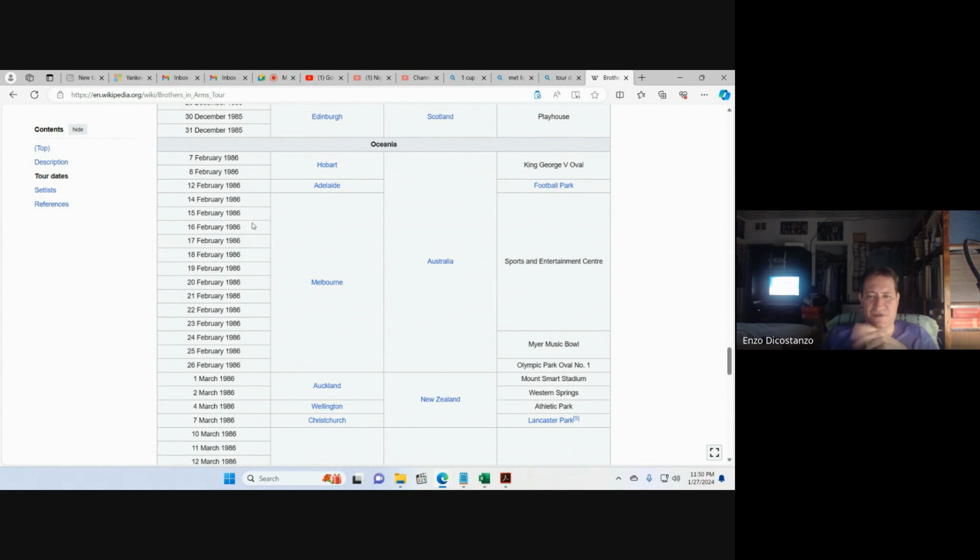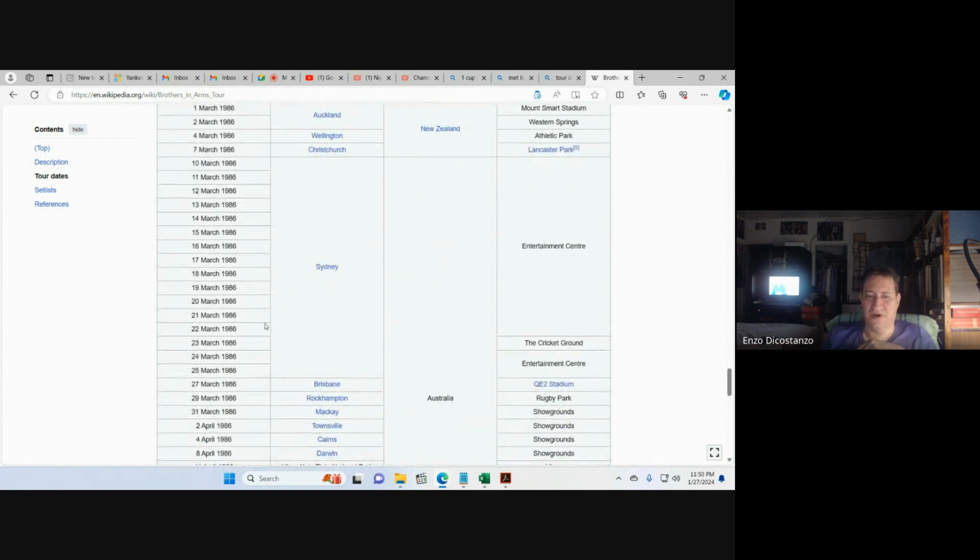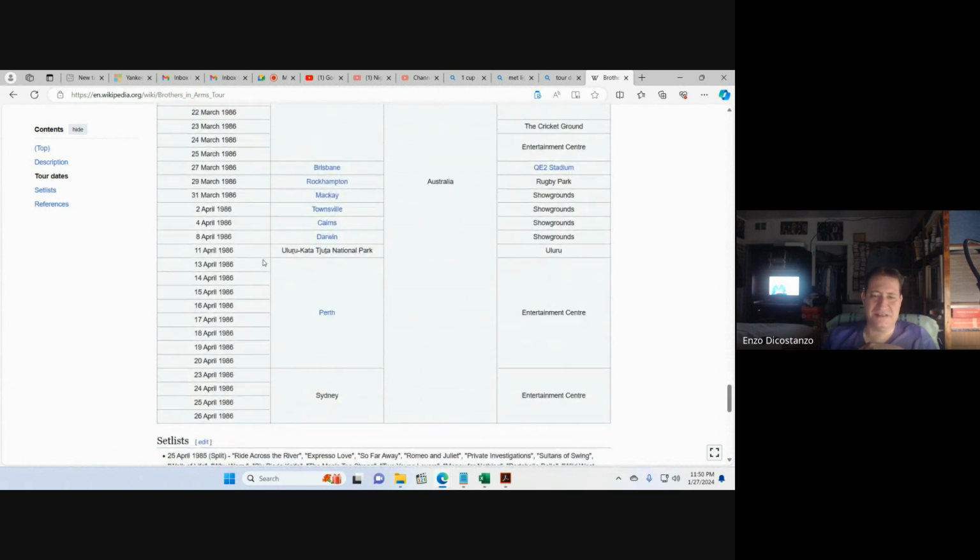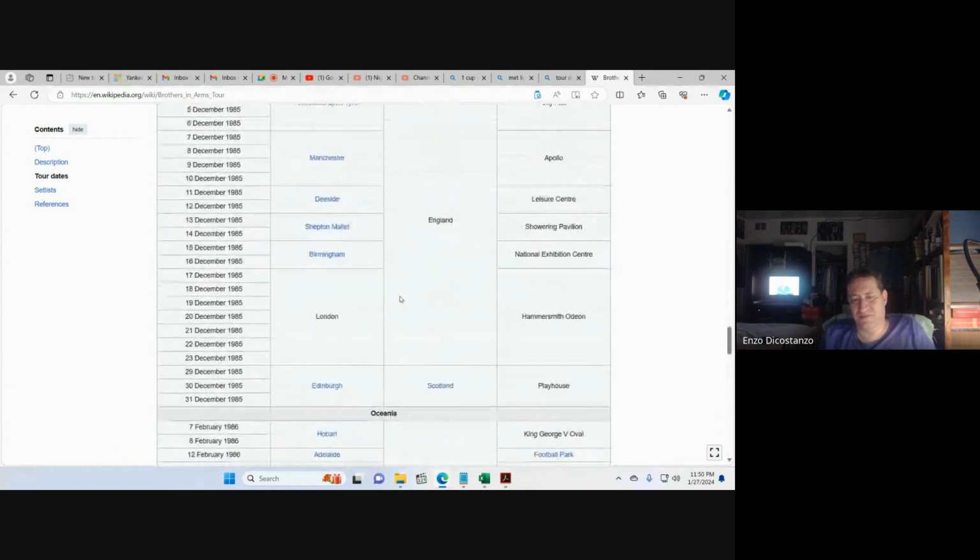1, 2. This is where the tennis happens, right? 1, 2, 3, 4, 5, 6, 7, 8, 9, 12. And then Sydney, it was a bunch. Sydney, I'm not even going to count these. You can see Perth, and then they went back. They finished up at Sydney in April '86, and then I think they just had enough.